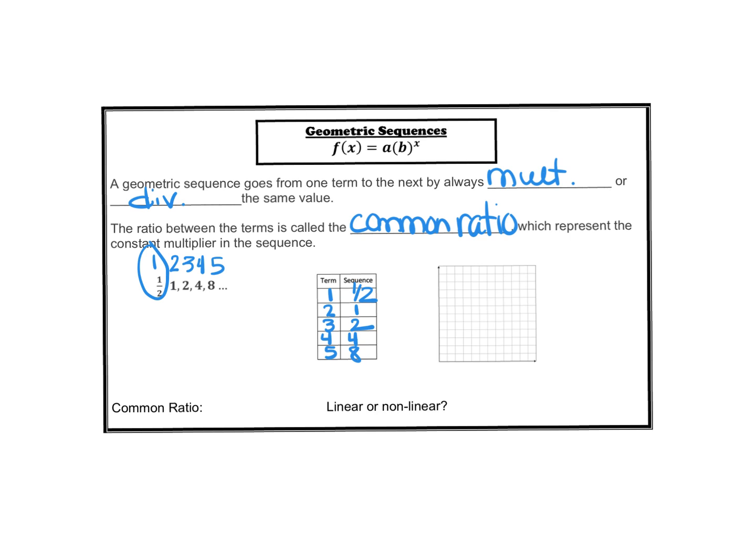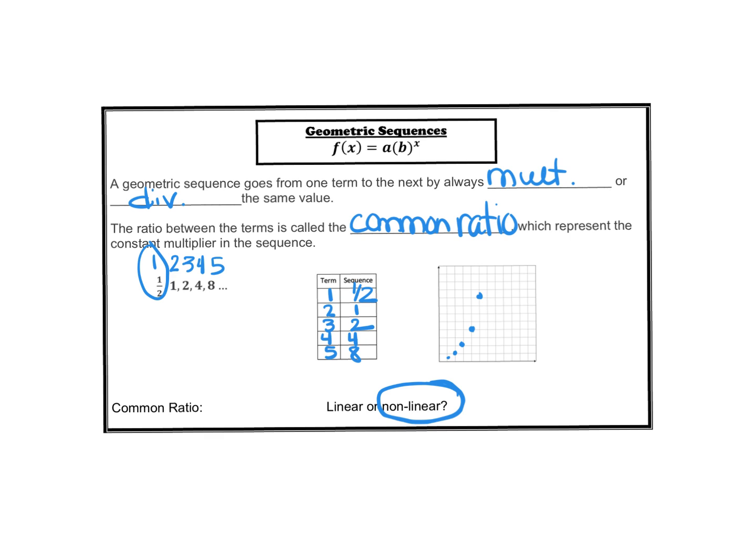Now, let's go ahead and plot these on the graph. I'm going to plot 1, 1/2. I'm going to plot 2 going up 1, 3 going up 2. Let's walk over 4, go up 4, and then walk over 5, go up 8. All right. So notice that our line is a curve. It's not linear. So unlike the arithmetic sequences that are linear, these geometric sequences are not linear.